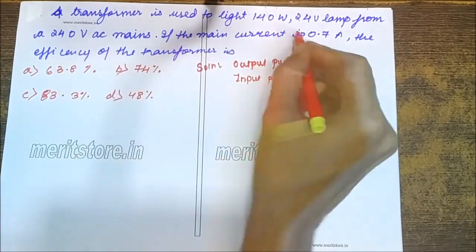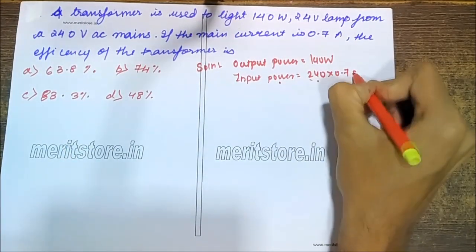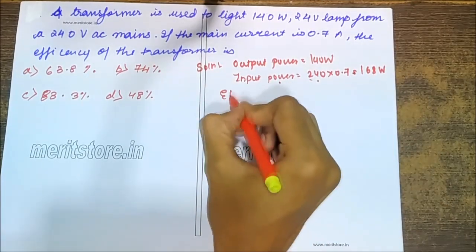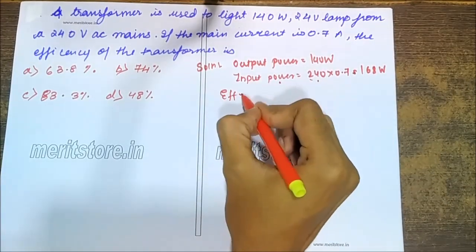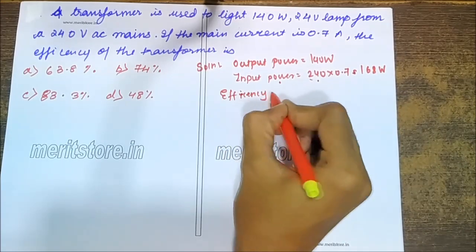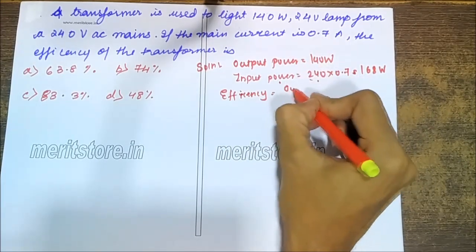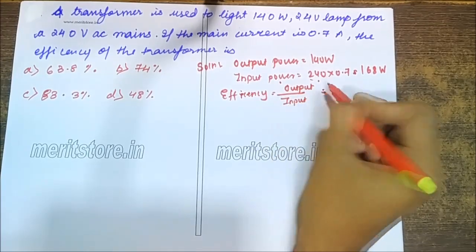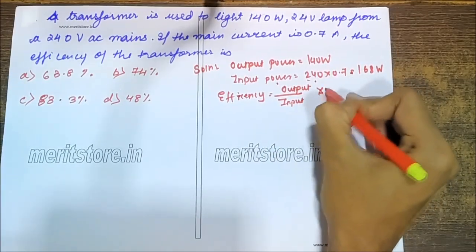The voltage is 240, current is 0.7, so in all the power is 168 watt. Okay, and the efficiency of this transformer will be nothing but the formula, output upon input power, so output power upon input power multiplied by 100.